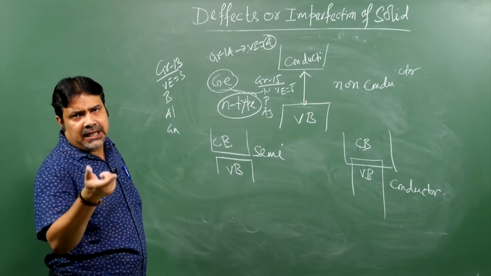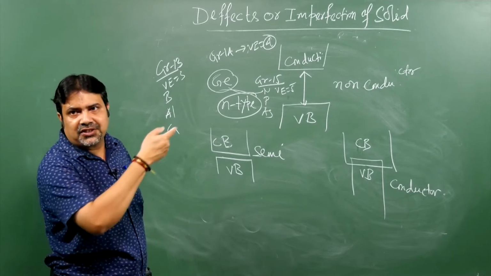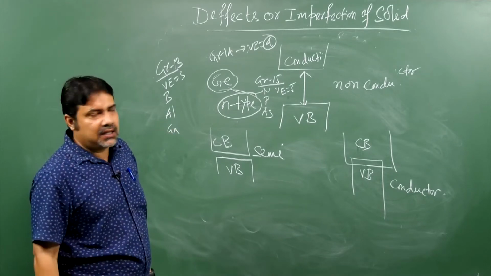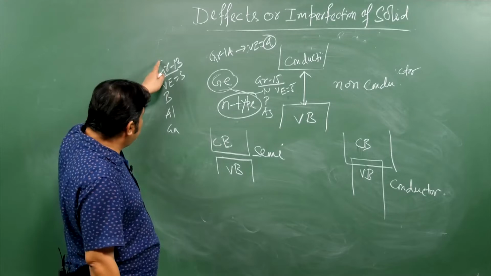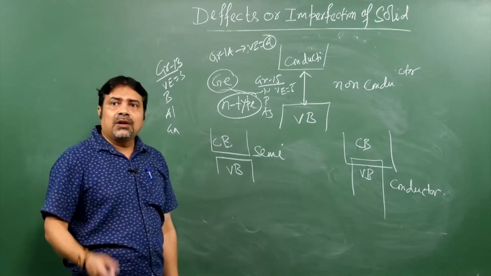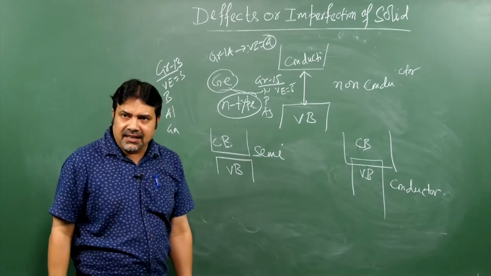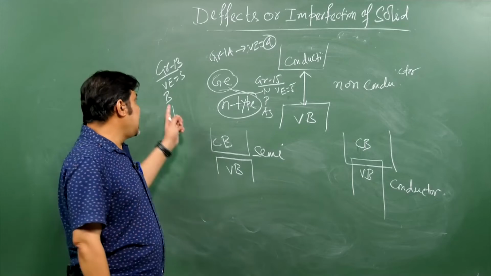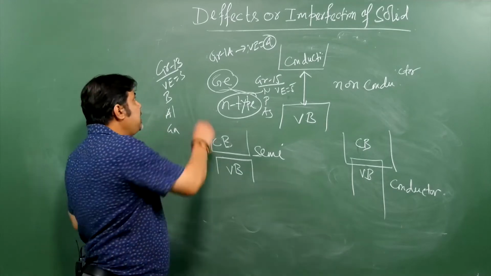And that is nothing but an electron, which is a negative charge. That is why this is called an n-type semiconductor. Whereas when germanium is doped with a group 13 element, one extra hole will be there, and because of that this type is called a p-type semiconductor.